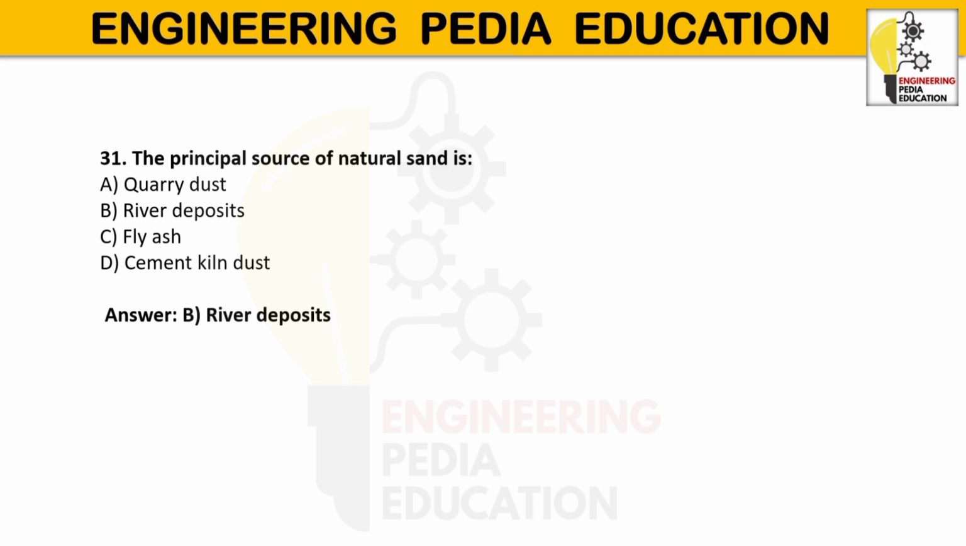The advantages are that it provides good workability in concrete, is readily available, and produces dense and strong concrete. Disadvantages: it may also contain silt, clay, and organic impurities. Sea sand contains salt that causes corrosion of steel. Over extraction also causes environmental issues.